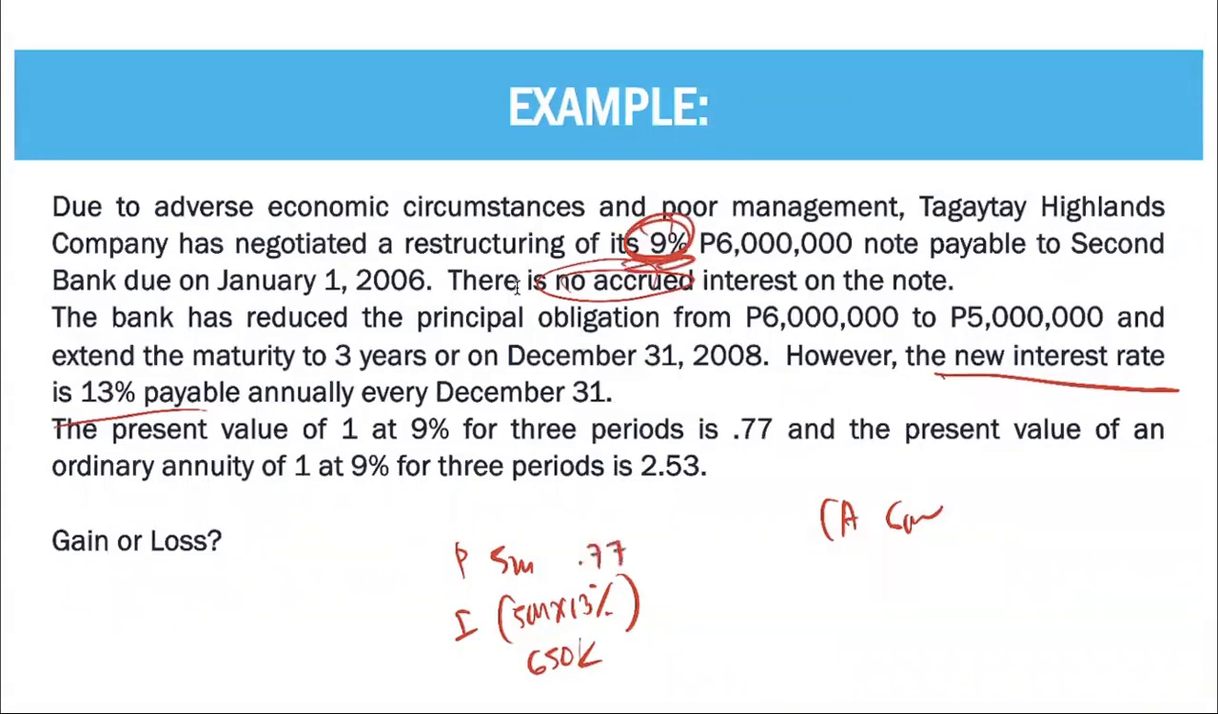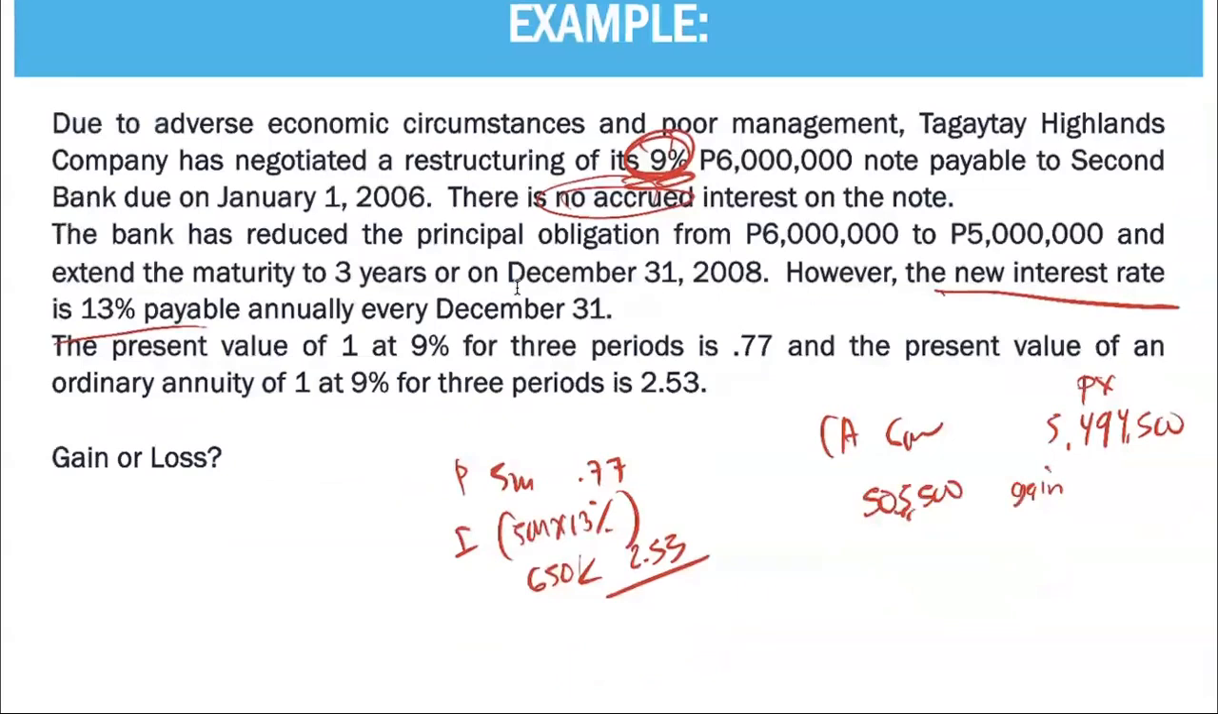So at 9%, 0.77 for the principal, and for the interest, 2.53. So let's get the total value. 5 million times 0.77 and 650,000 times 2.53. We have 5,494,500 as the present value. So we still have a gain here, because our debt is 6 million and we will only pay 5,494,500. So how much is our gain? 6 million less 5,494,500, we have a gain of 505,500. So let's check whether it is substantial or not substantial.